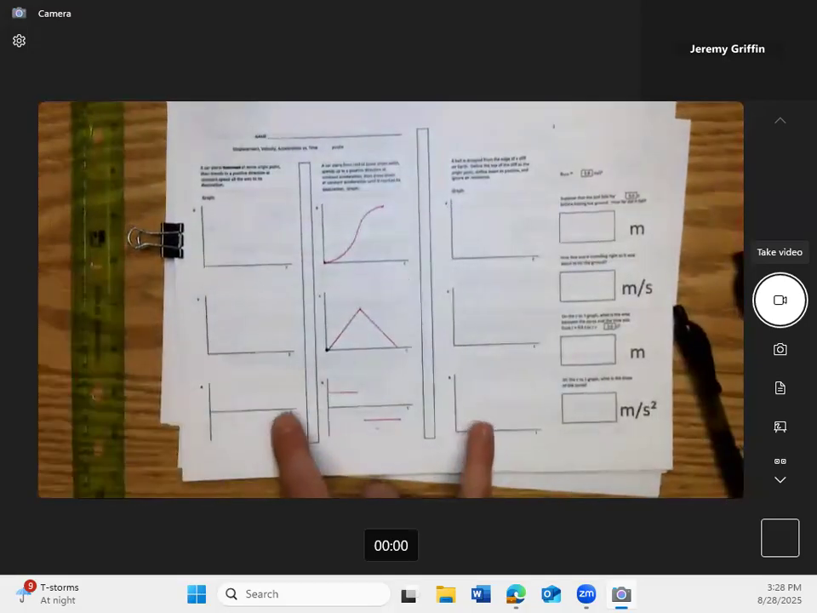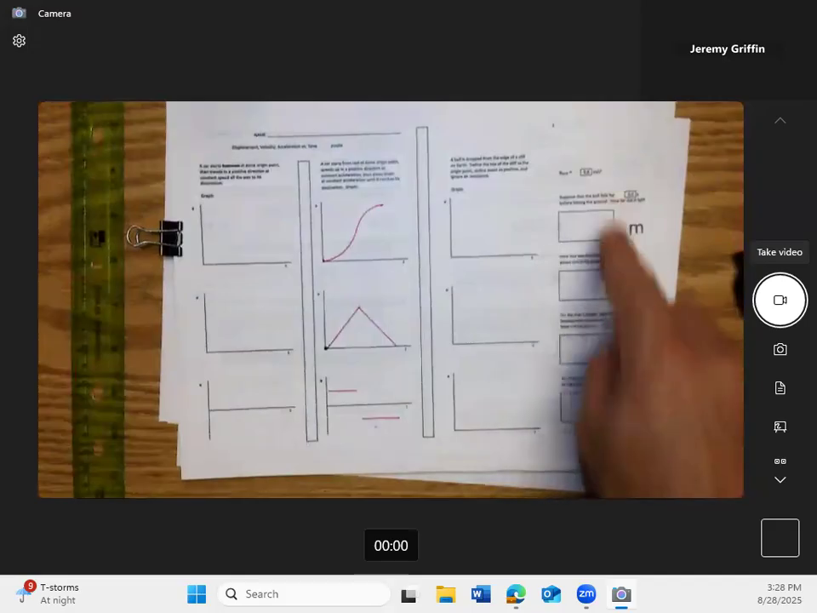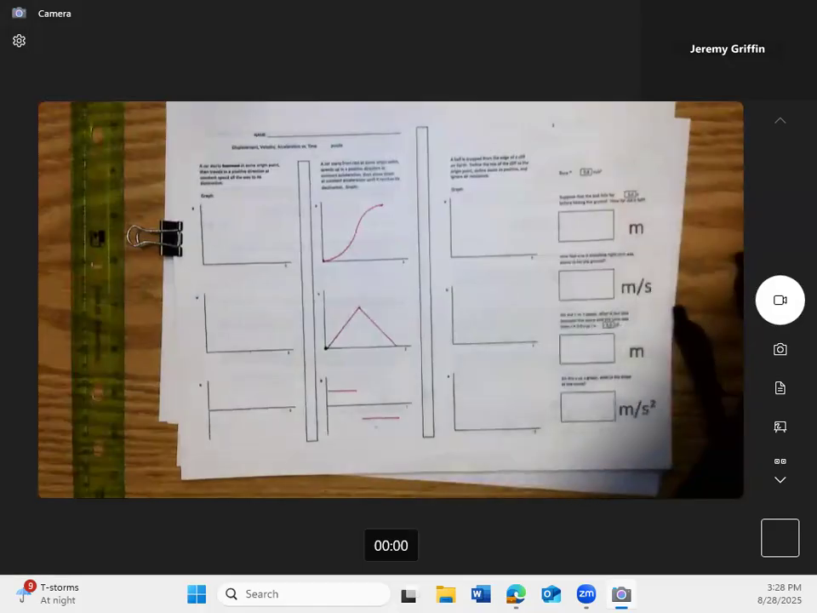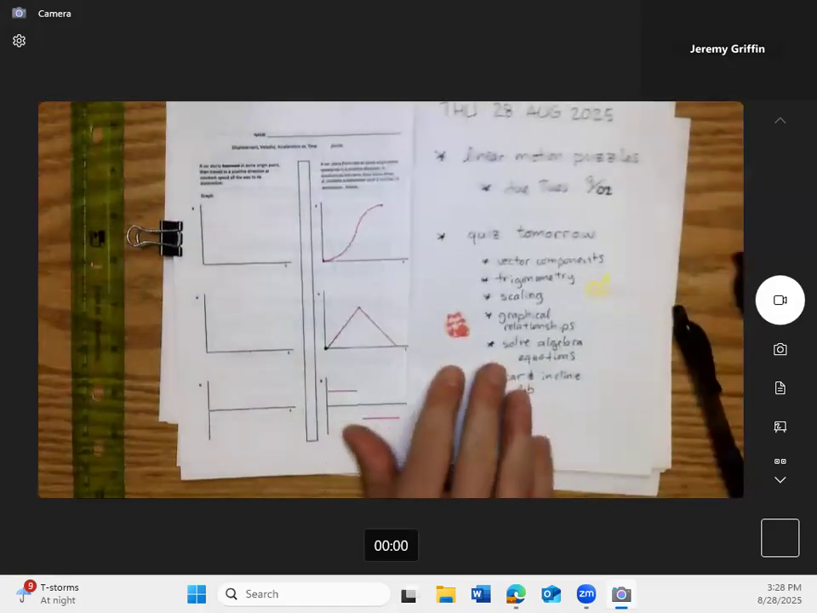So I think you guys can probably figure out these other two scenarios, and I got some numerical questions over here. Again, if you finish your quiz early tomorrow, which you might, then you've got linear puzzles, and those are due on Tuesday.